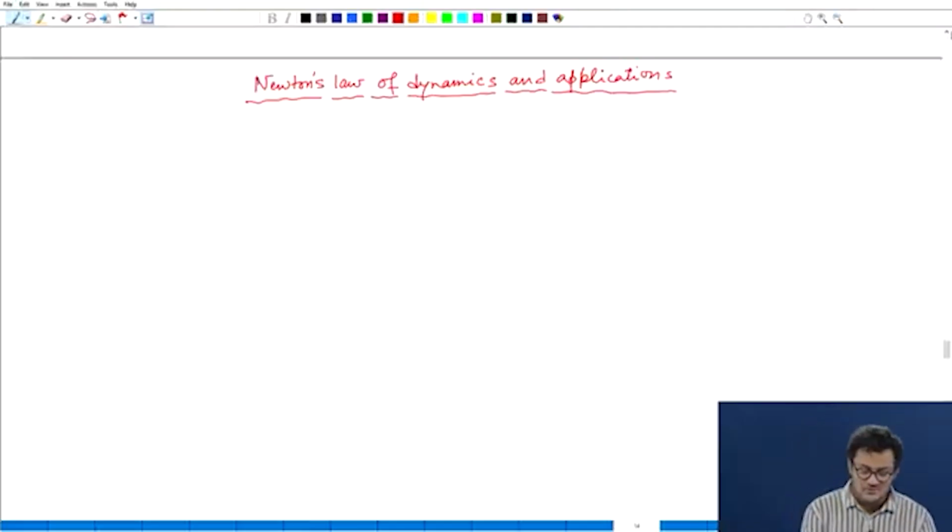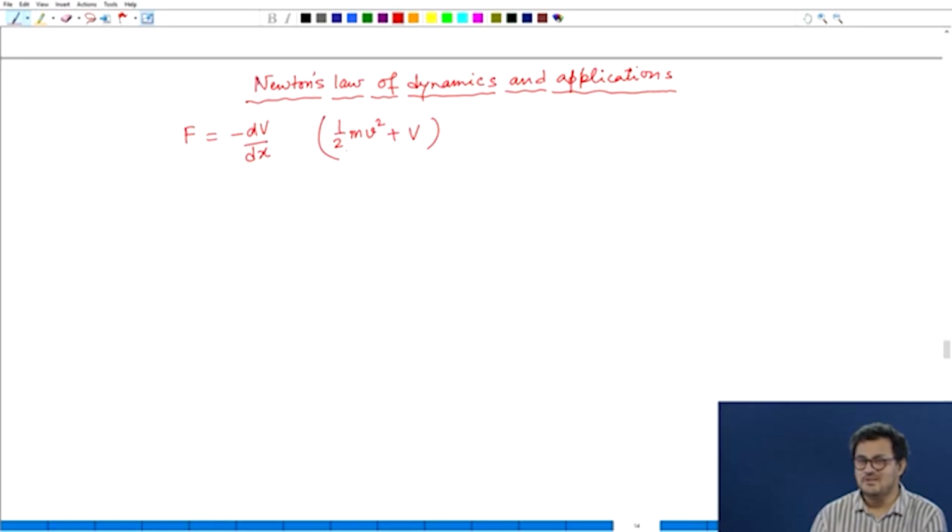Now, we also said that if we take the force to be of a very specific kind, where F can be written as the minus of the spatial derivative of a scalar function V, then the quantity half m v square plus V is a constant of motion in 1D.